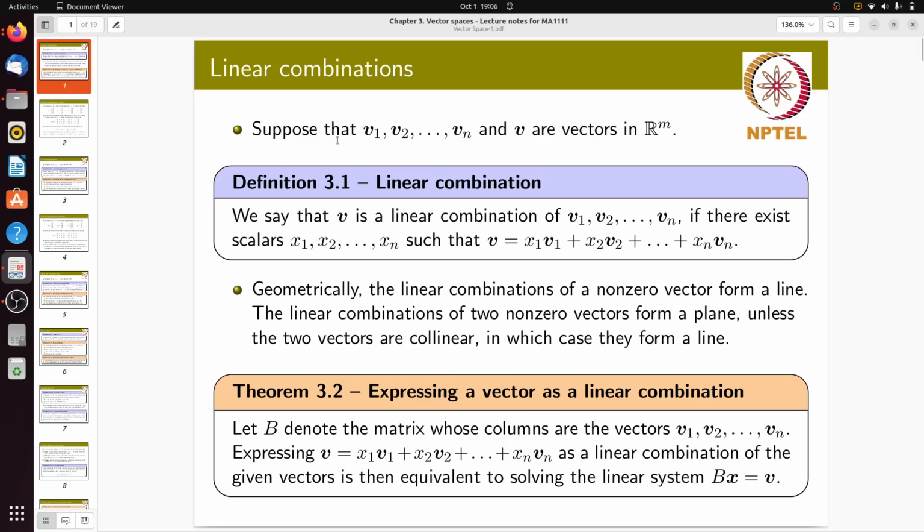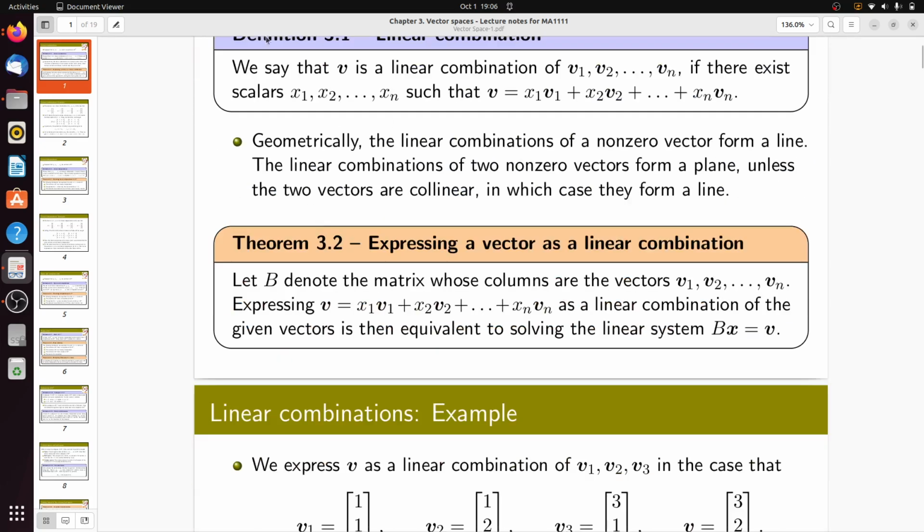Now suppose that v1, v2, vn and v are vectors in Rm. Now what do we mean by linear combination? We say that v is a linear combination of v1, v2, vn if there exist scalars x1, x2, xn such that v equals x1 v1 plus x2 v2 plus xn vn. That means a vector v is a linear combination of other vectors v1, v2, vn if there exist suitable scalars x1, x2, xn such that v can be expressed as a linear sum of those vectors.